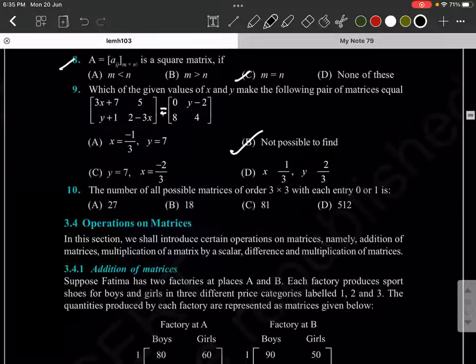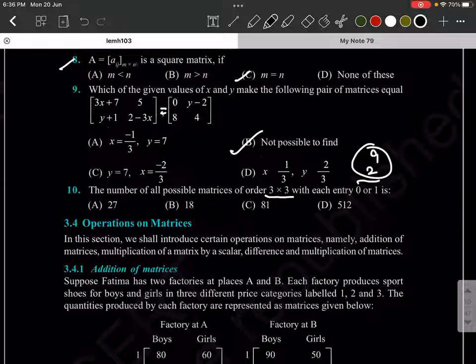Now you tell me the number of all possible matrices of order 3 cross 3 which have entries... 512. How did you get it? 2 power 9. Yes. So those matrices should have only zeros or ones. So the number of possible entries is 2 and the number of spaces you have is 9. So 2 power 9.